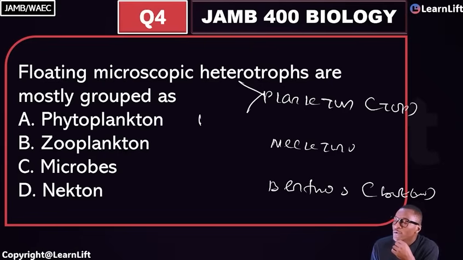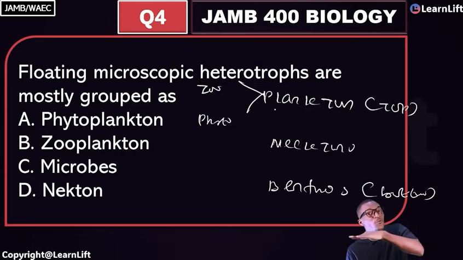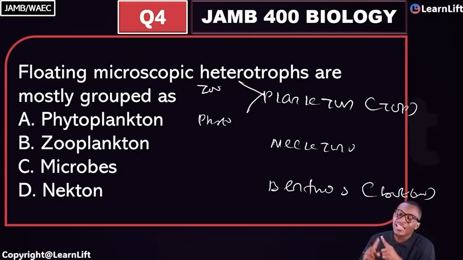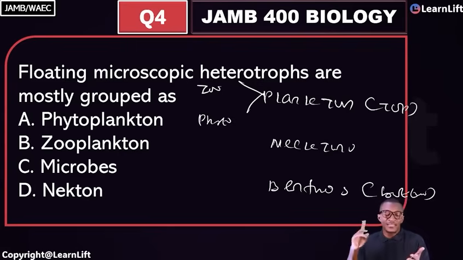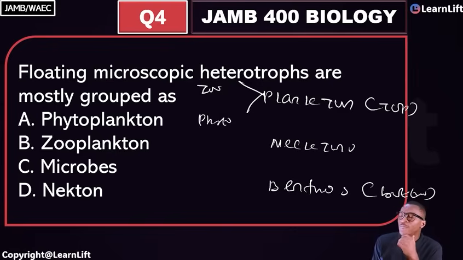We call your phyto. The word phyto means plant, and we call what? Zoo. So phytoplanktons are plants that stay on top of water. Zooplanktons are animals that stay on top of water. Anytime you hear zoo, animals; phyto, plants. That's why in the plant kingdom you hear them saying phyta: we have your pteridophyta, your bryophyta, spermatophyta. Anytime you hear phyto, they are said to be what? Plants.